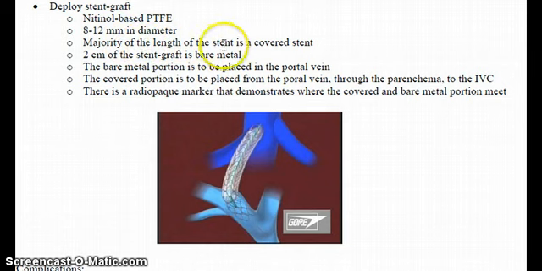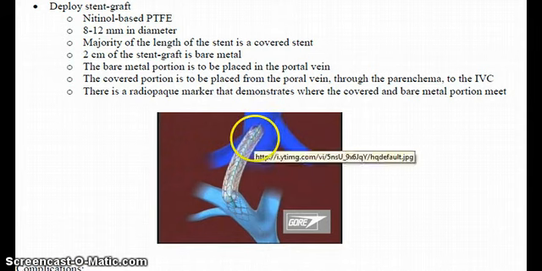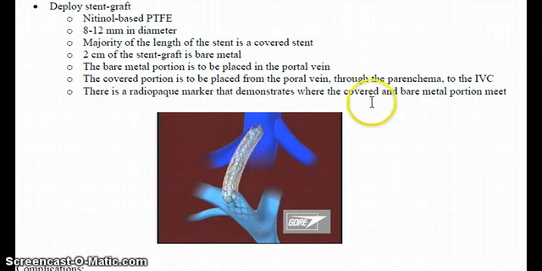But the majority of the length of the stent is a covered stent, as you can see in this picture, but 2 centimeters of the stent is bare metal. So you can see here this is bare metal. The bare metal portion is placed in the portal vein, as you can see in the picture. And the covered portion is to be placed from the portal vein through the parenchyma to the IVC. There is a radiopaque marker that demonstrates where the covered and bare metal portion meet. So in about here, there is a radiopaque marker that helps aid in positioning.